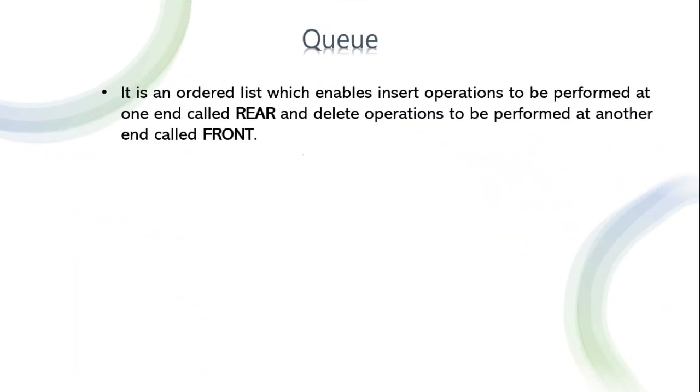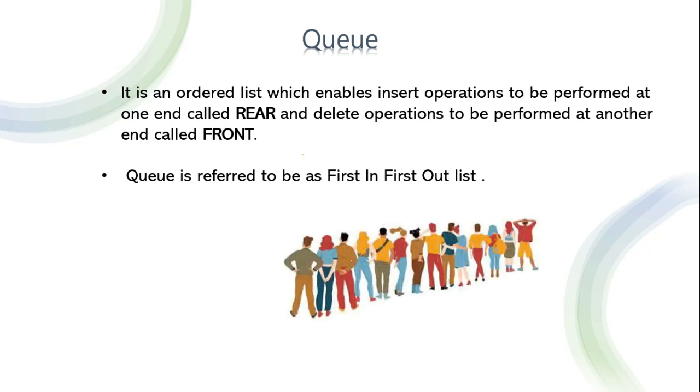Queue is an ordered list which enables the insert operation to be performed at one end, called rear, and the delete operation to be performed at another end, called front. Queue is referred to as a first in, first out list. For example, people waiting in line for a rail ticket form a queue, or people waiting in a bank for customer service also form a queue. The queue principle is FIFO, first in, first out.